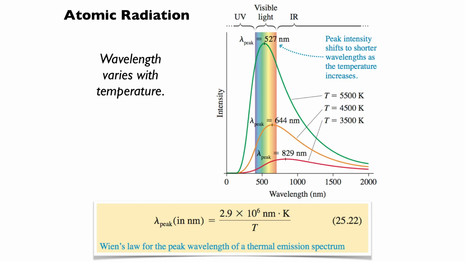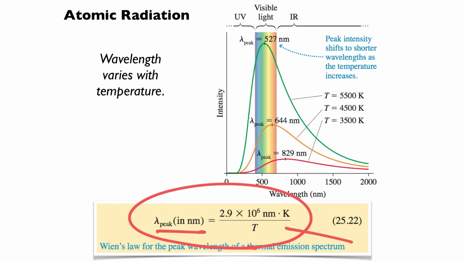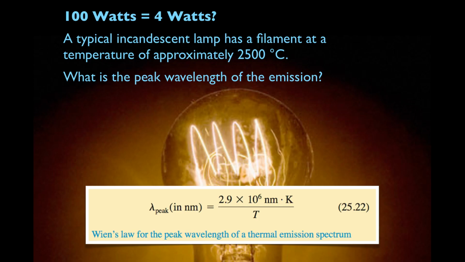Now, we're also going to look at the emission of electromagnetic waves by hot objects. And it turns out the peak wavelength varies as a function of temperature. So hot objects tend to emit shorter wavelengths. If you look at the filament in an incandescent light bulb, it's at a temperature of about 2500 Celsius. And at that temperature, the peak wavelength is not in the visible part of the spectrum. It's in the infrared region of the spectrum beyond the red end.